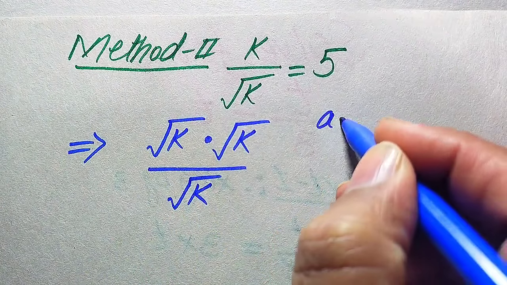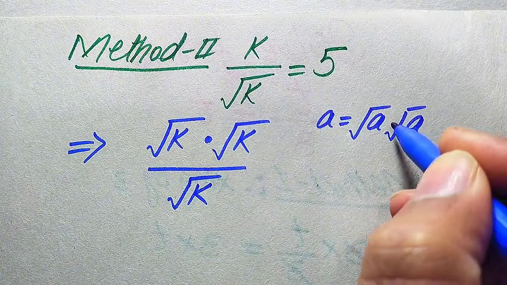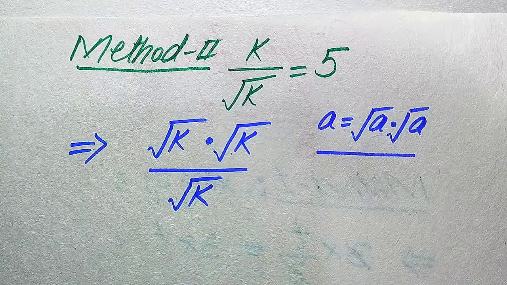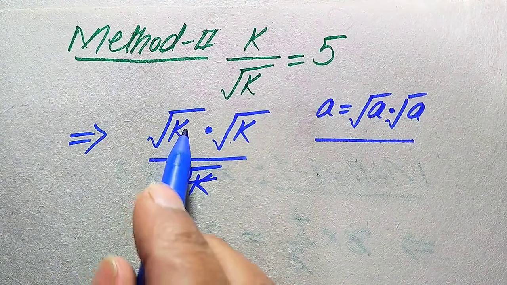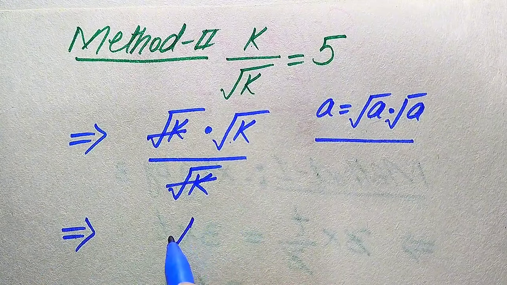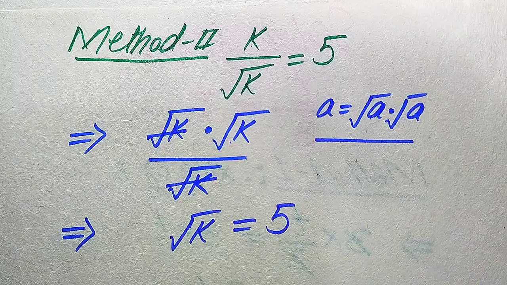You know that if we have a number a, we write it as square root of a multiplied by square root of a, okay. So according to this rule we write this k in this form. And now further you see that this square root of k and this square root of k are cancelled out by each other, and we obtain here square root of k is equals to 5.